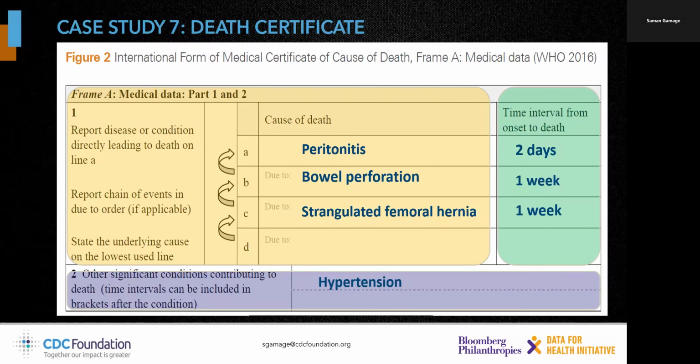The causal sequence on the certificate: 1A, peritonitis, which the patient had for 2 days. And peritonitis was due to bowel perforation, which occurred 1 week ago. And bowel perforation was due to strangulated femoral hernia, which she had for 1 week. The patient also had hypertension that can be considered a contributory cause, which may have contributed to death, and it is reported in part 2.